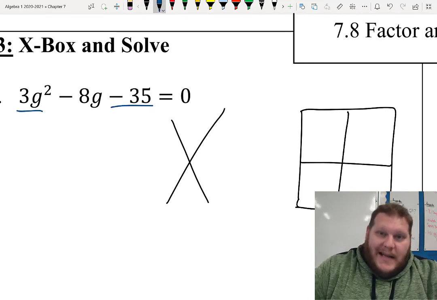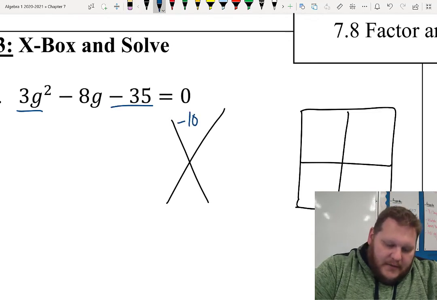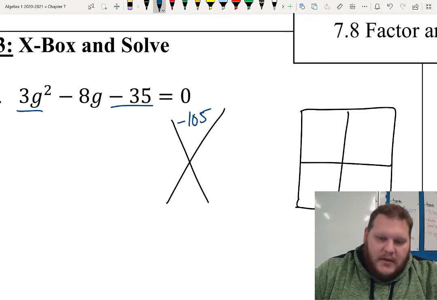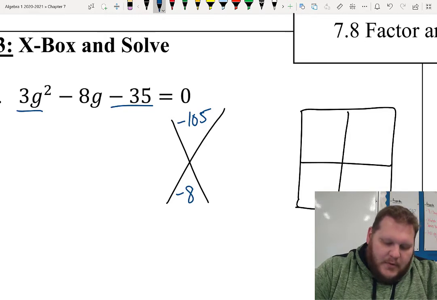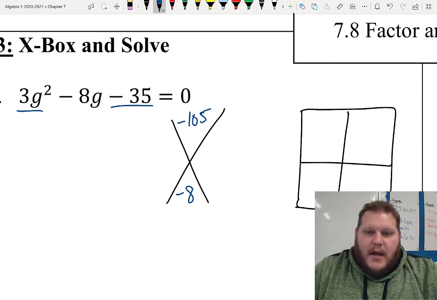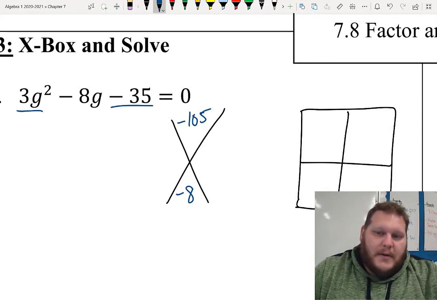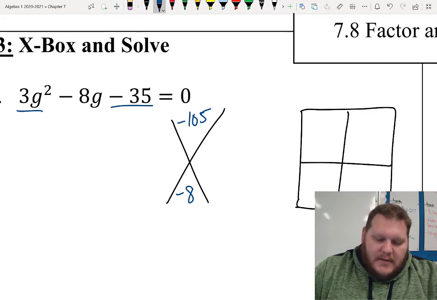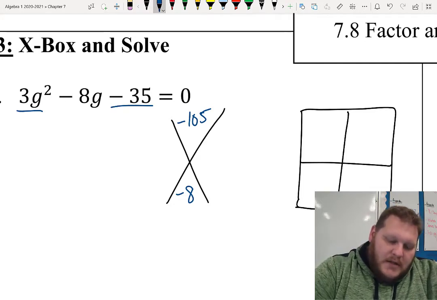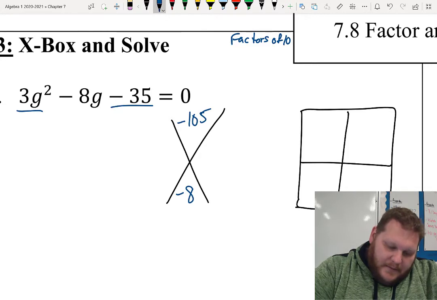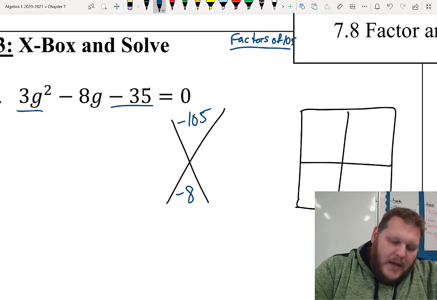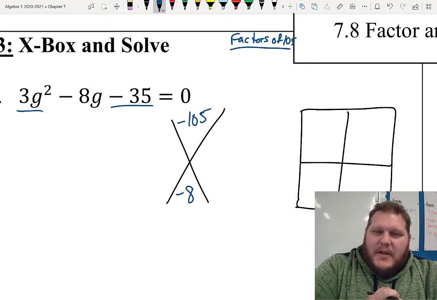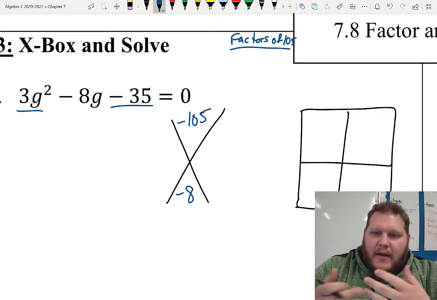So 3 times negative 35 is negative 105. Feel free to use a calculator if you need to. And then my middle term was negative 8. So I'm trying to figure out what 2 things multiply together to be negative 105, but add up to negative 8. So if you need to, again, make a list of your factors of 105. I'm going to skip ahead in my list a little bit just because I know 1 and 105 doesn't really fit.